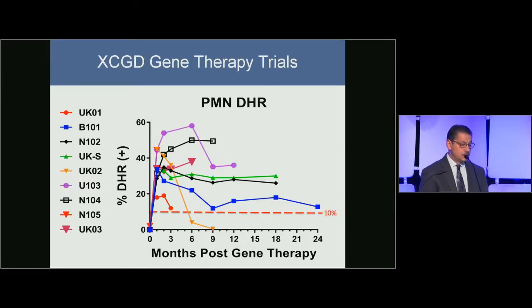So this slide shows the DHR results. I showed you the first time point on B101. So these are all the measurements we have to the present time. The red line is that 10% threshold defined by carriers, which is probably the low level you need to be above for efficacy. So you can see that all the patients shown here except one are above that level.